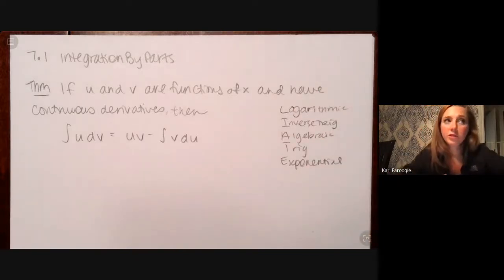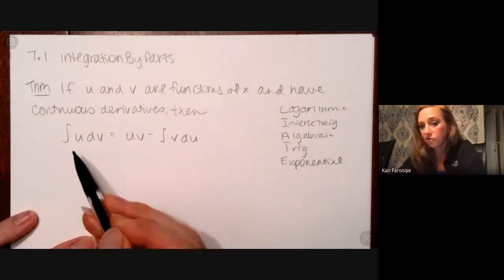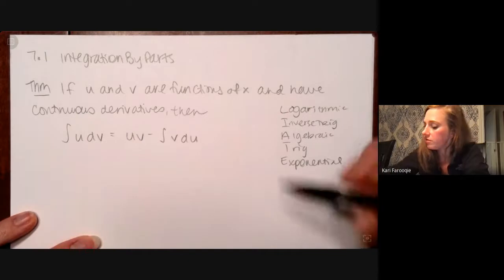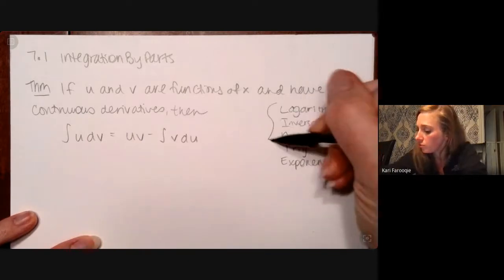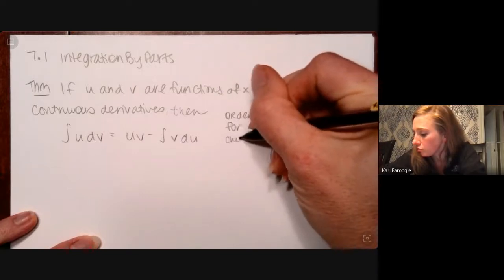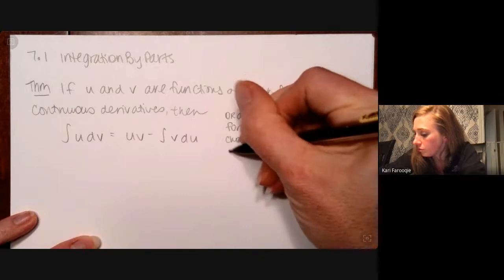Now, if you're wondering what the heck is LIATE and why would I need to use this? Well, what we're going to be doing is we're going to be looking at integrands that are mainly going to be the products of functions. And what LIATE is going to do is it's sort of going to guide you to determining what function u should be versus what function dv should be. So imagine that your integral is given to you in the form, and it will be u dv. This is the order in which you're going to choose u. I'm going to write order for choosing u.